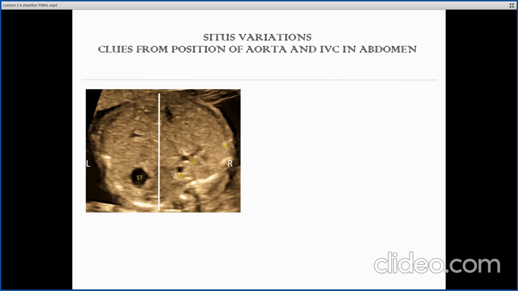This is referred to as the juxtaposition of the inferior vena cava and the aorta. Now, the relationship between the two structures is normal, that is, the vein is anterior to the aorta, but the difference is that both are on the same side. This is the hallmark of what is called right isomerism.